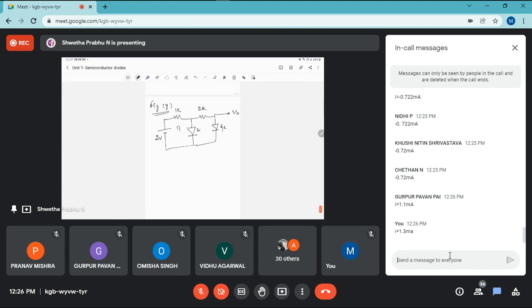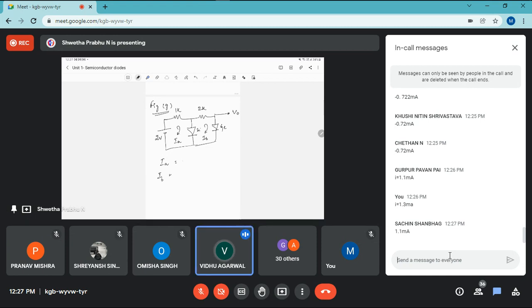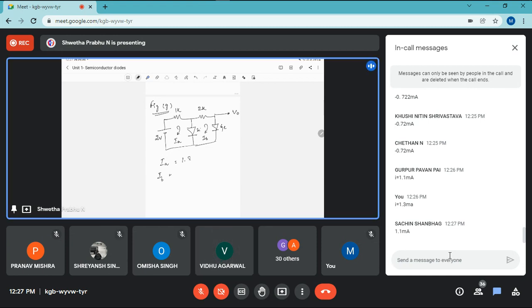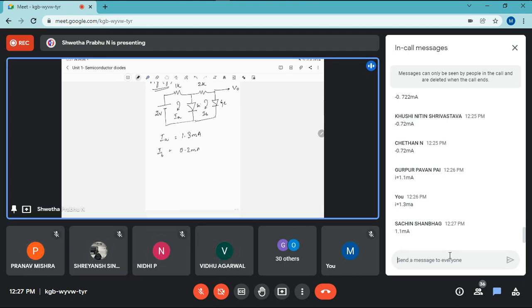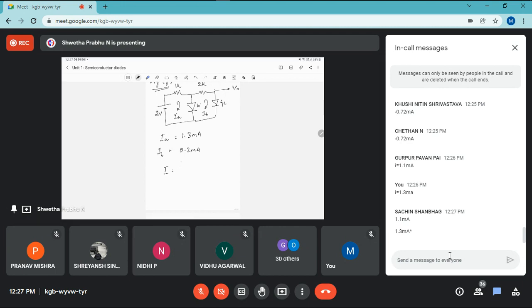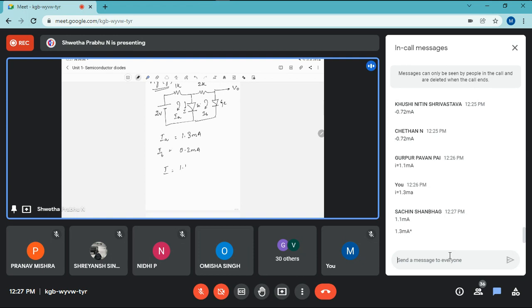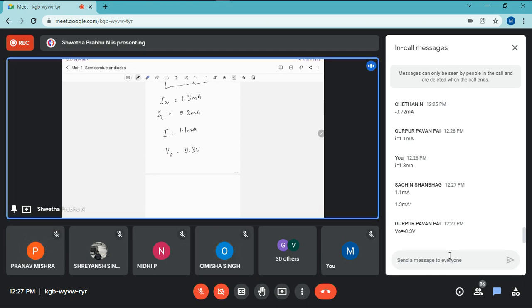Okay. So first thing is you'll have to find loop currents, right? What is IA and IB values? 1.3 and 0.2. Yes, ma'am. Next, what is the main value of current? 1.1 milliamperes. Correct. So what is the output voltage? 0.3 volts. Correct.